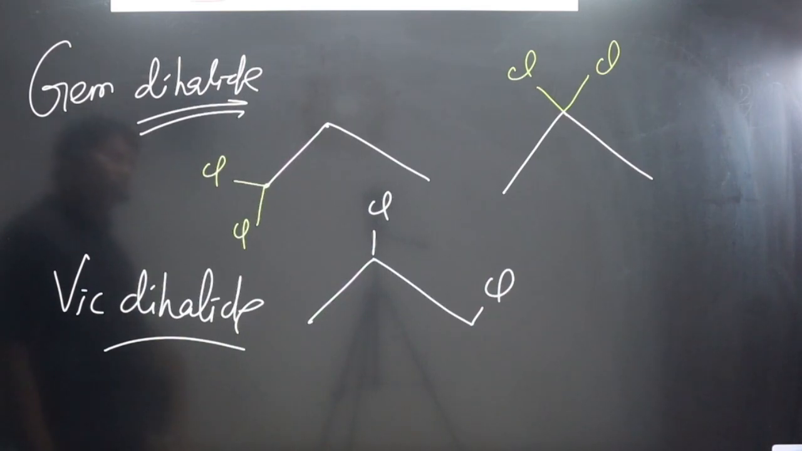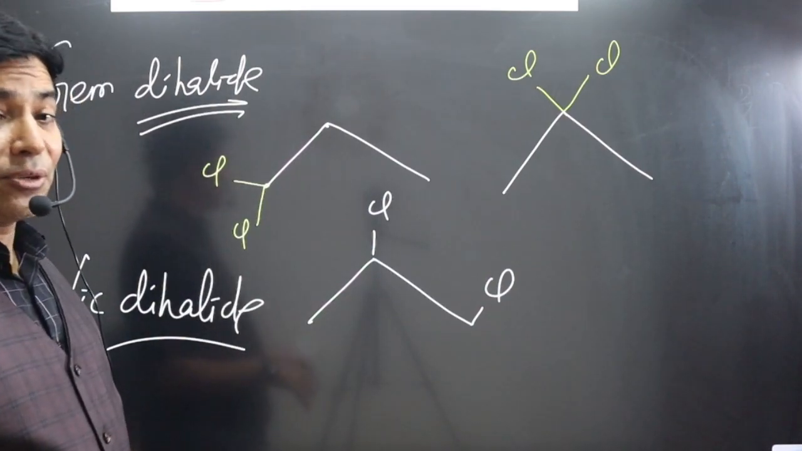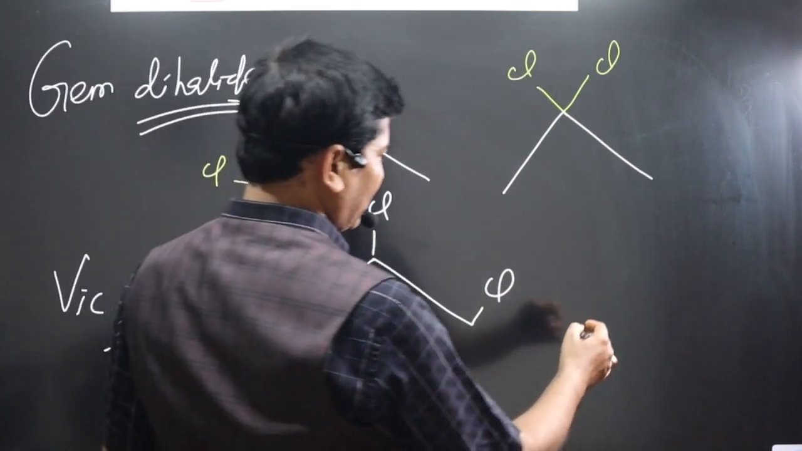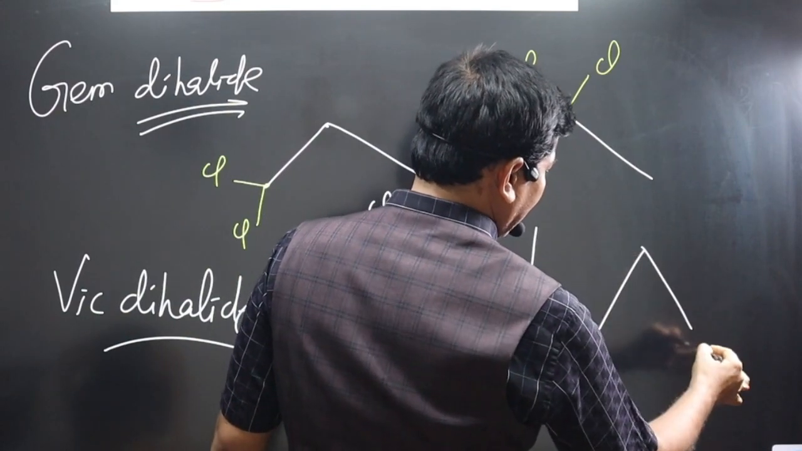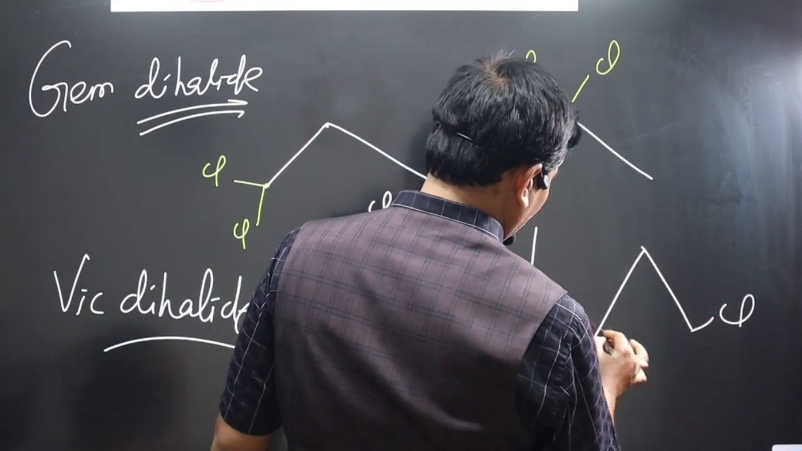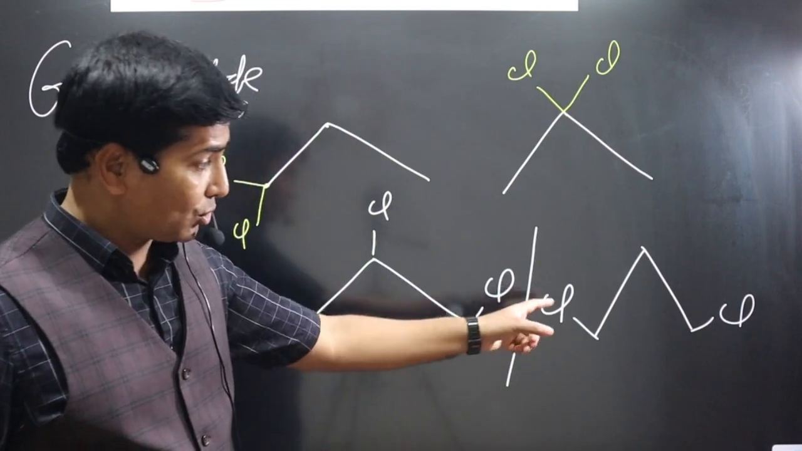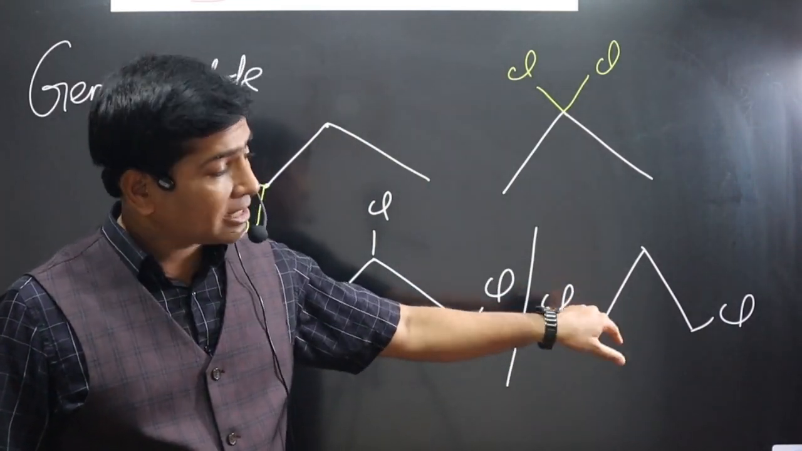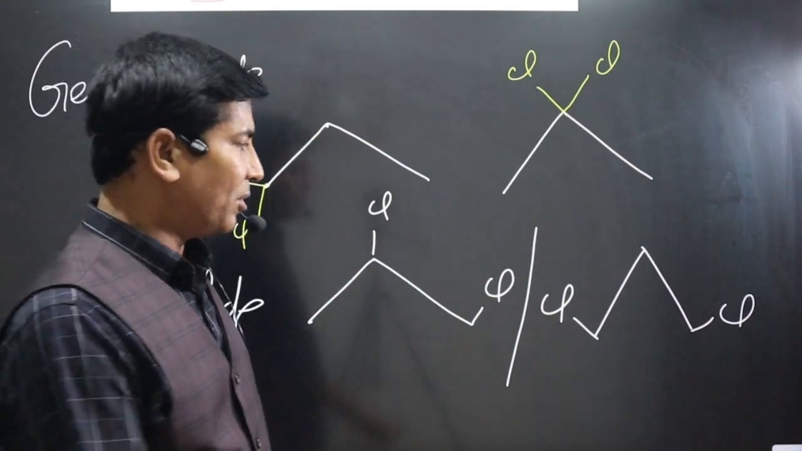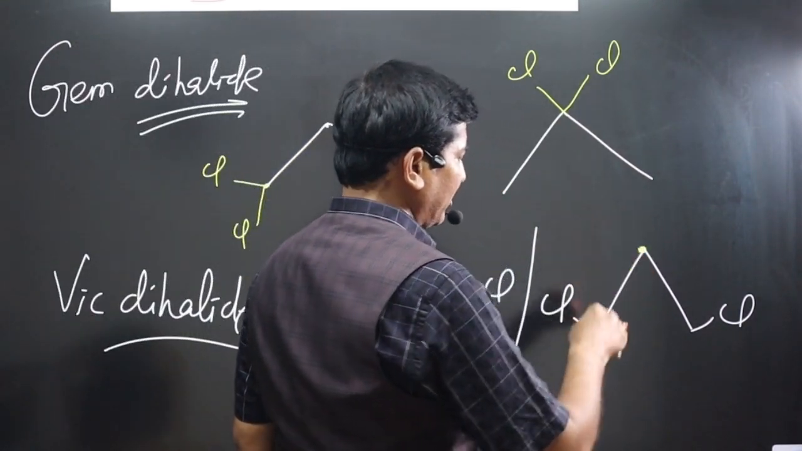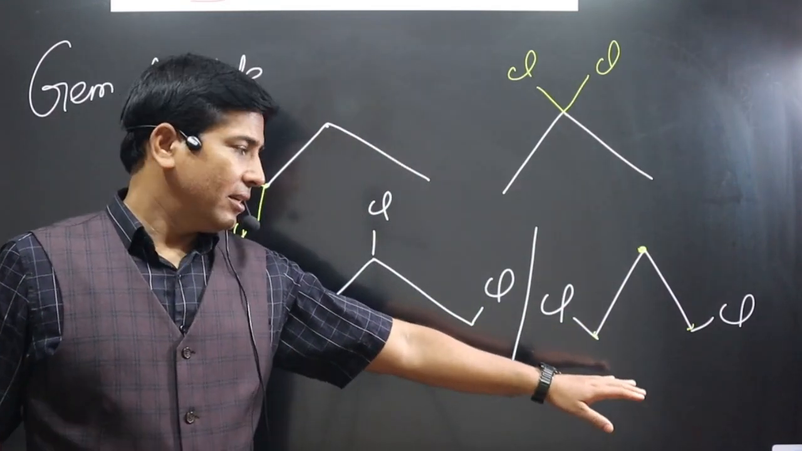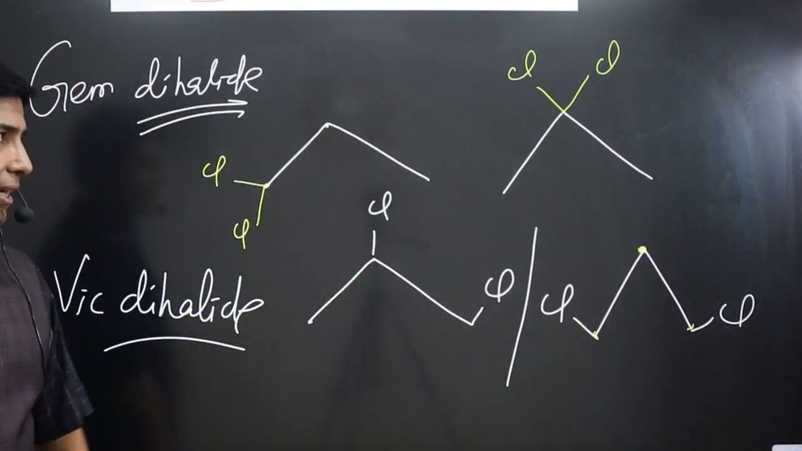And one more form is possible, but that will not be vic dihalide. We have the parent chain. I attach one Cl here also, and one Cl here also, because these two halogens are not connected to the successive adjacent carbon. You can see one carbon is there. This carbon is coming in between these two carbons. So that's why it is not an example of vic dihalide.